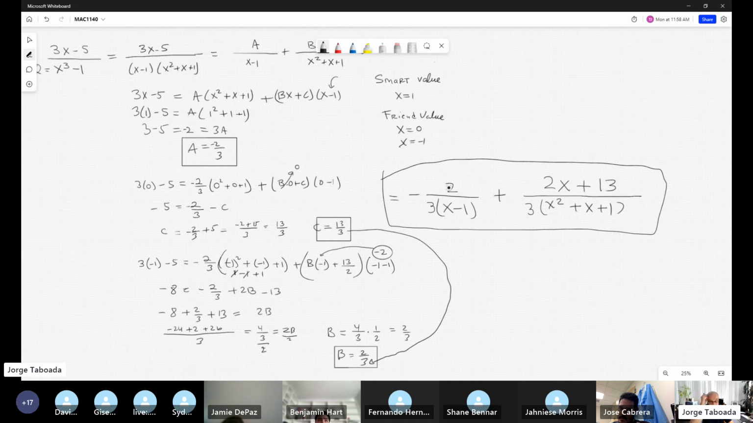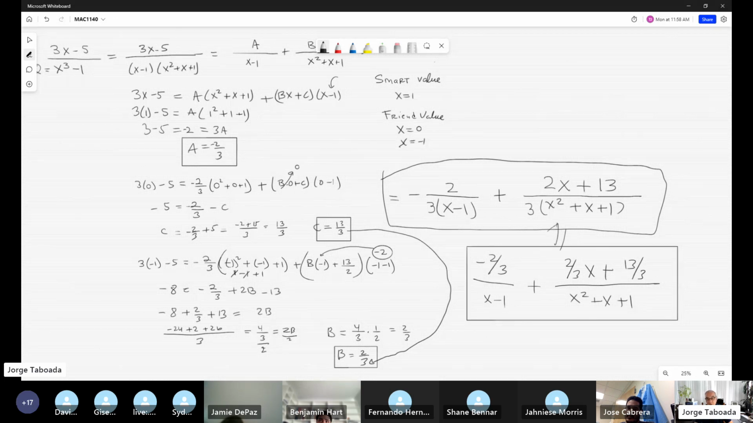Okay, if this part is no good for you, no problem. You write like that if you want: x minus 1, x squared plus x plus 1, and you copy negative 2/3 is the same, and you copy here 2/3 x plus 13 over 2. Okay, it's equivalent. This is the same thing, equivalent 100%. Any question? Super clear or no? Of course, we have to practice.